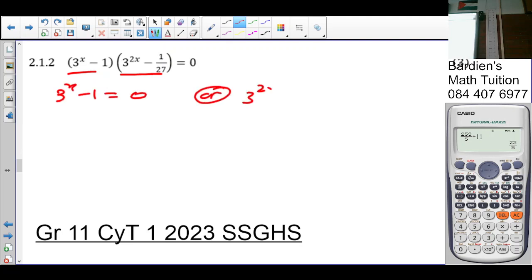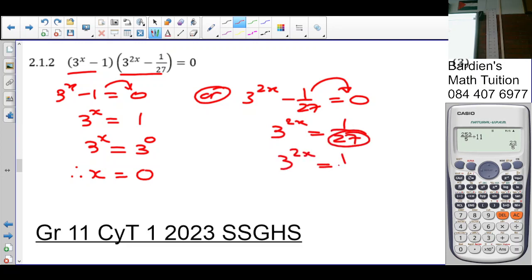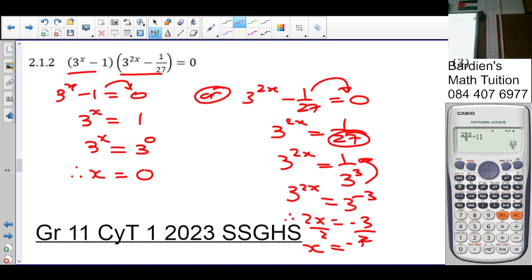or 3 to the 2x minus 1 over 27 is equal to 0. You take them over the equal sign, so 3 to the x is equal to 1. So 3 to the x is equal to 3 to the 0. Therefore, x is equal to 1. Oh, you say not 1. Nice. Right, you take that over, it becomes 3 to the 2x is equal to 1 over 27. So 3 to the 2x, 27 can be written as 3 cubed. 3 to the 2x, you take it up, becomes 3 to the minus 3. Therefore, 2x is equal to minus 3, divided by 2. So x is equal to negative 3. Okay.